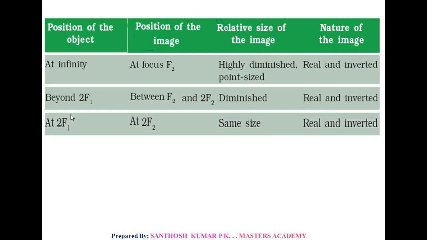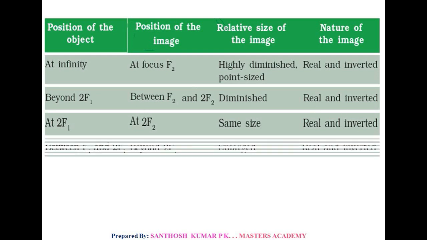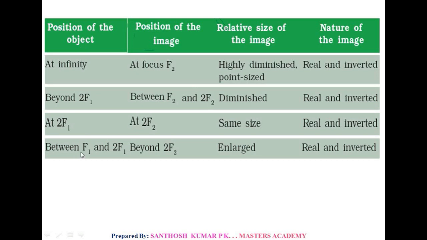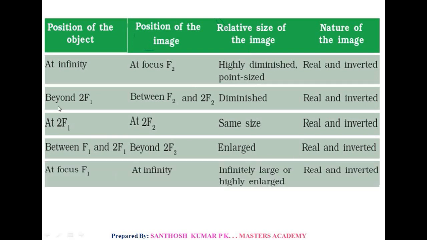When the object is kept at 2f1, the image is also formed at 2f2. The image is the same size as that of the object. It is again a real and inverted image. When the object is kept between f1 and 2f1, the image is formed beyond 2f2. It is an enlarged image. Again, it is a real and inverted image. When the object is at focus f1, the image is formed at infinity. The image is highly enlarged compared to the object. It is also a real and inverted image.